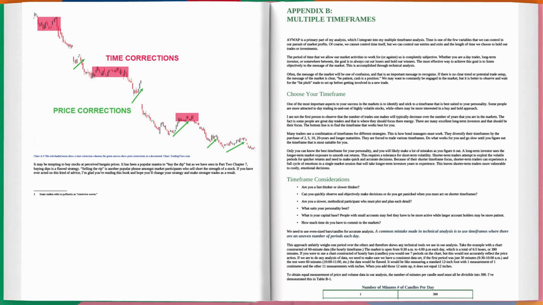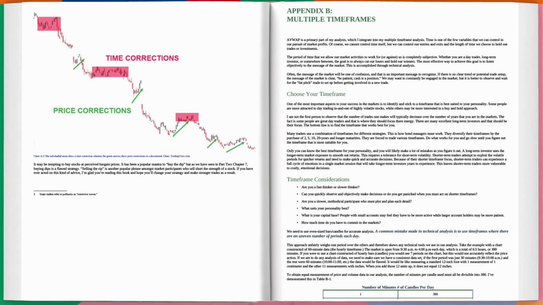We need to use even sized bars or candles for accurate analysis. A common mistake made in technical analysis is to use time frames where there are an uneven number of periods each day. This approach unfairly weighs one period over the others, and therefore skews any technical tools we use in our analysis. Take the example with a chart constructed of 60-minute data, the hourly time frame. The market is open from 9:30 a.m. to 4:00 p.m. each day, which is a total of 6.5 hours or 390 minutes.